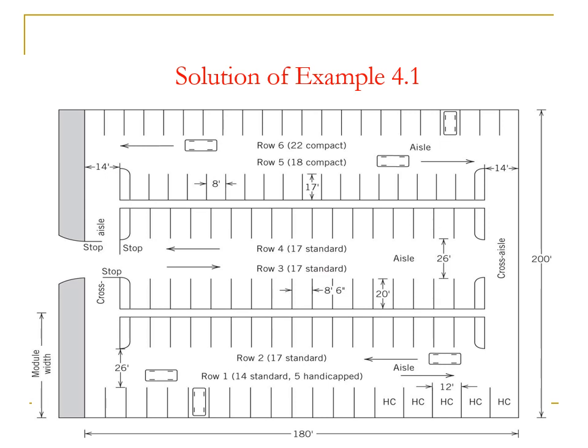Then we decided to include the 5 handicapped places into one row of the standard modules. So these are the handicapped places with 12 feet stall width, and the remaining place for this row is assigned for standard cars, so we can accommodate 14 standard cars here. You see here the entrance of the parking space is decided to be here.